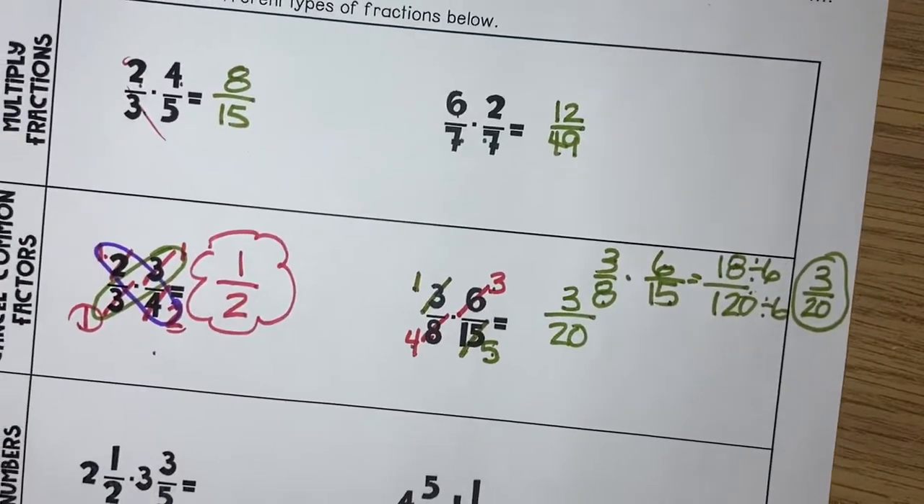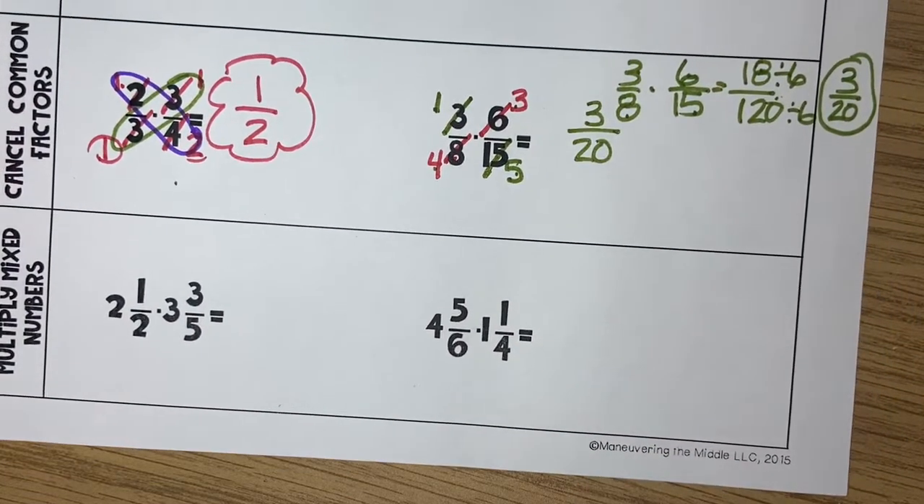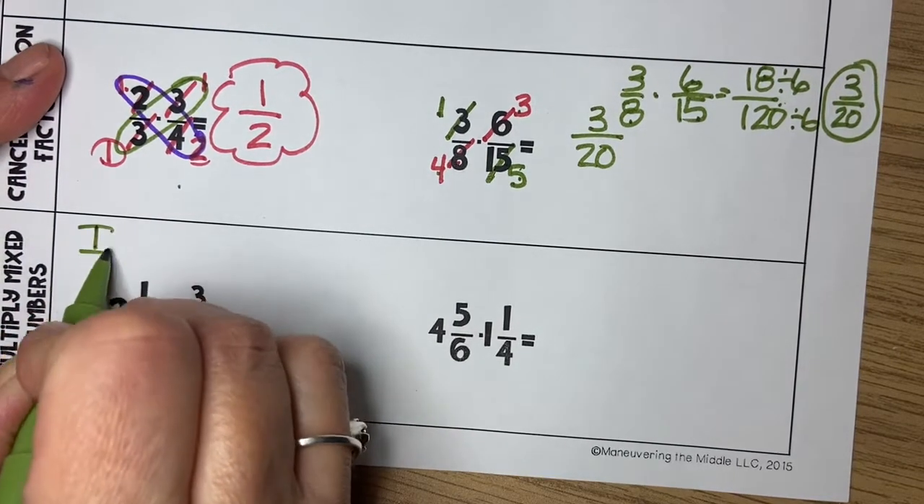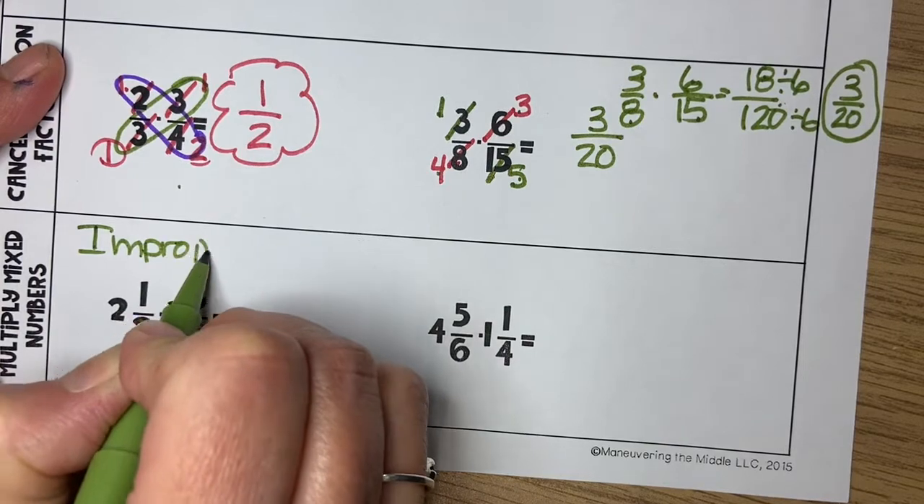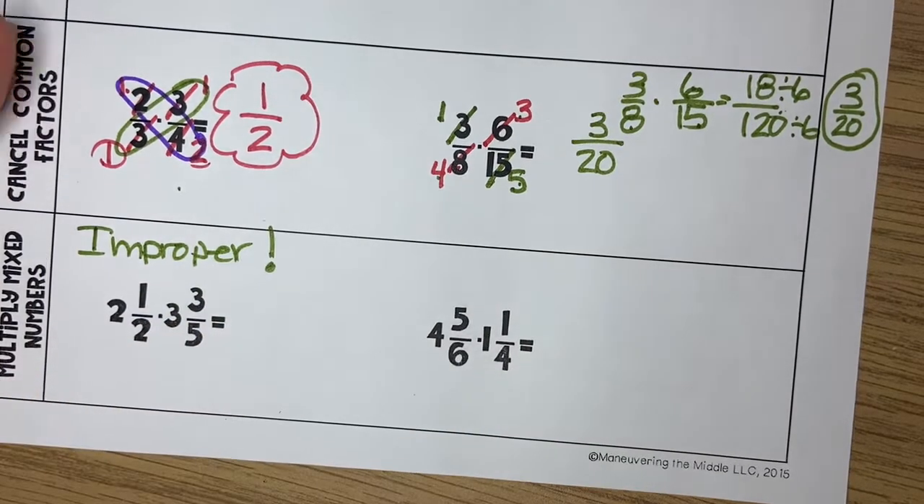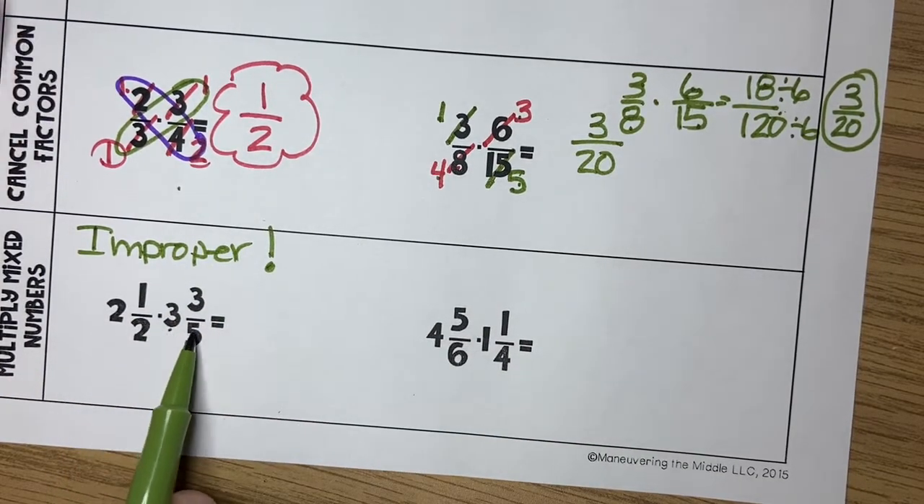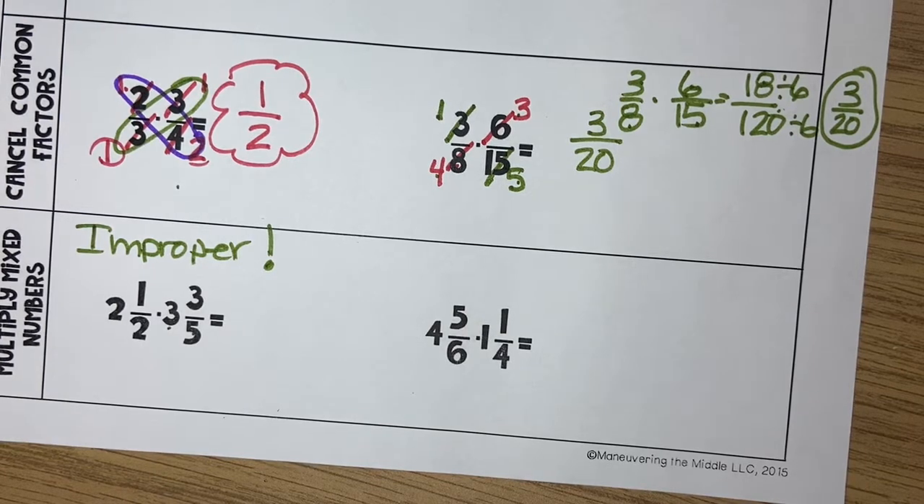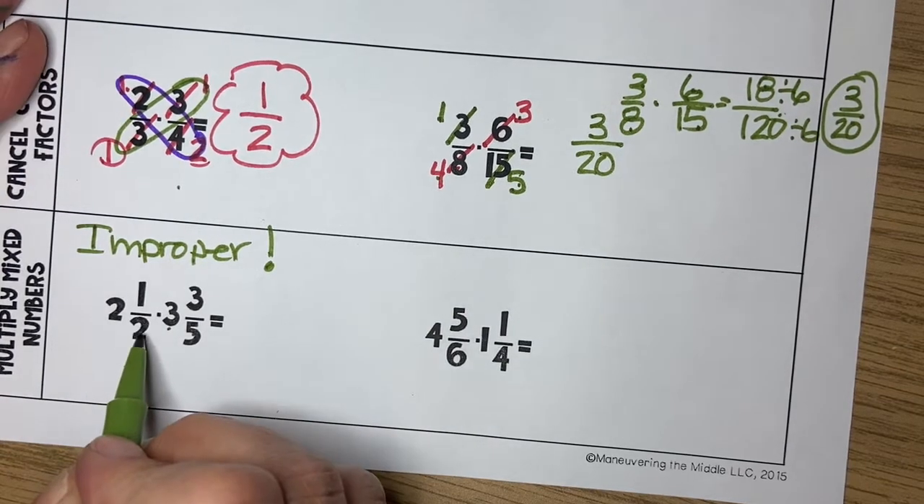All right, let's talk about a mixed number, because that's the only other thing we need to do, and it's literally one more step. I've got to change it to improper. I can't do 2 times 3 and 1/2 times 3/5. That does not work, okay? So I'm going to change them to improper.